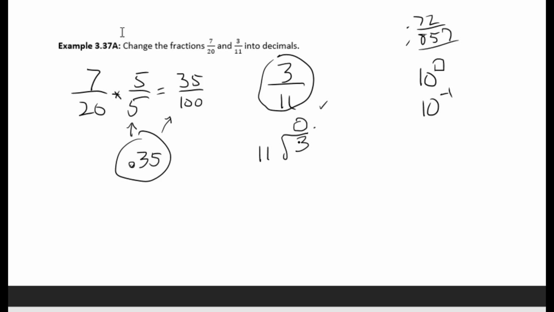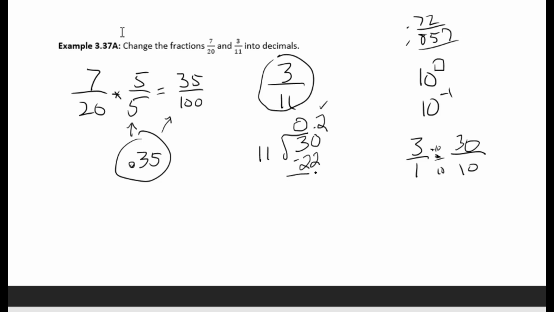So what you do is add a 0. But the reason you add a 0 is because you're changing 3 wholes into tenths. And that would make it 30 tenths. So that's how many tenths there are in 3. How many tenths can you fit in there? The answer is 2. So that's 22 tenths.